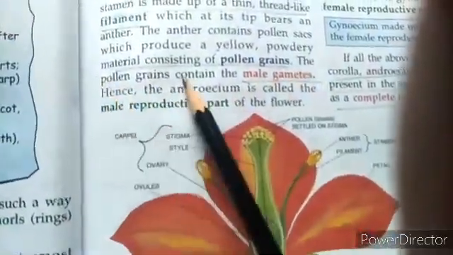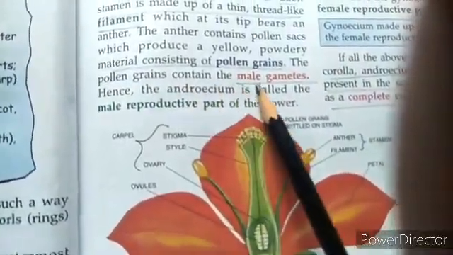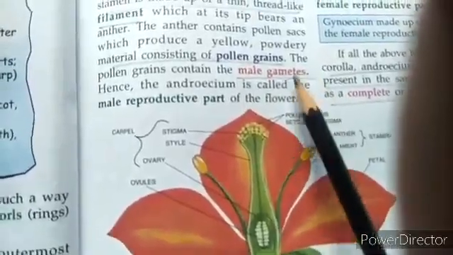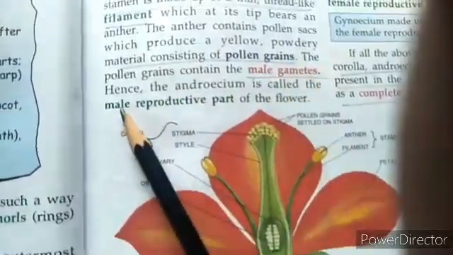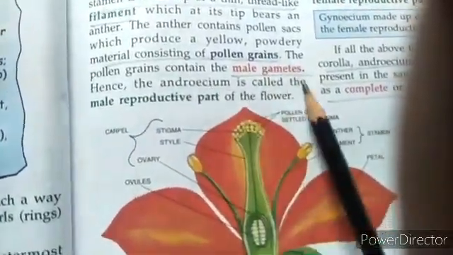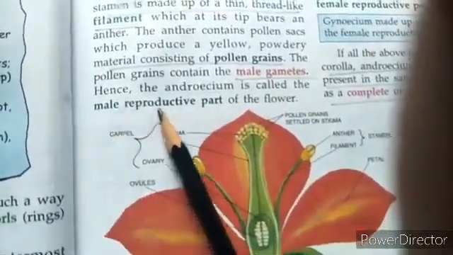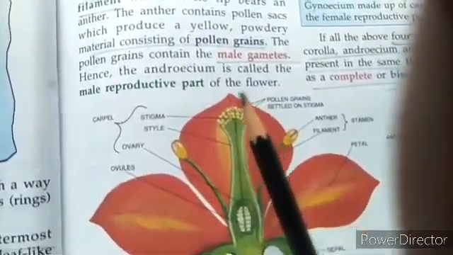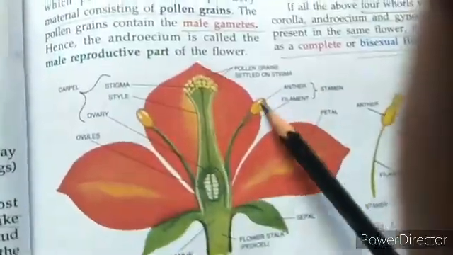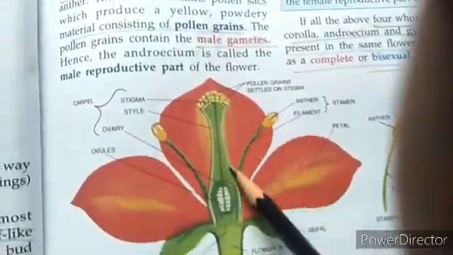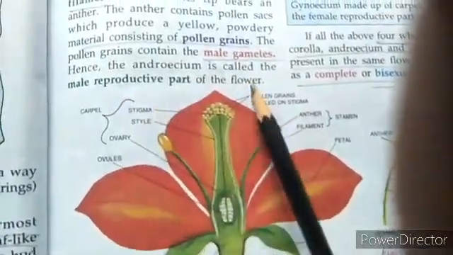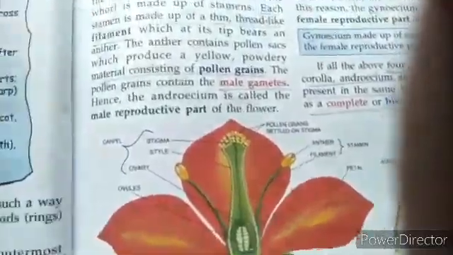The pollen grains contain the male gametes. So the male sexual half cells are known as the male gametes. Hence the androecium is called the male reproductive part of the flower. Let me repeat this important sentence for you. The androecium is known as the male reproductive part of the flower. So I hope it is clear.